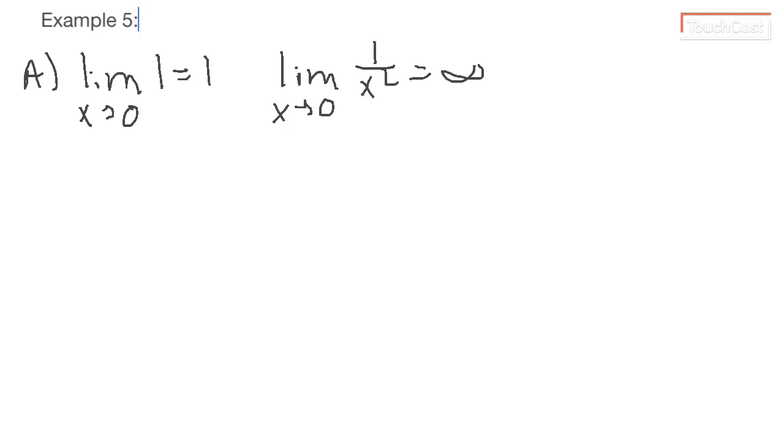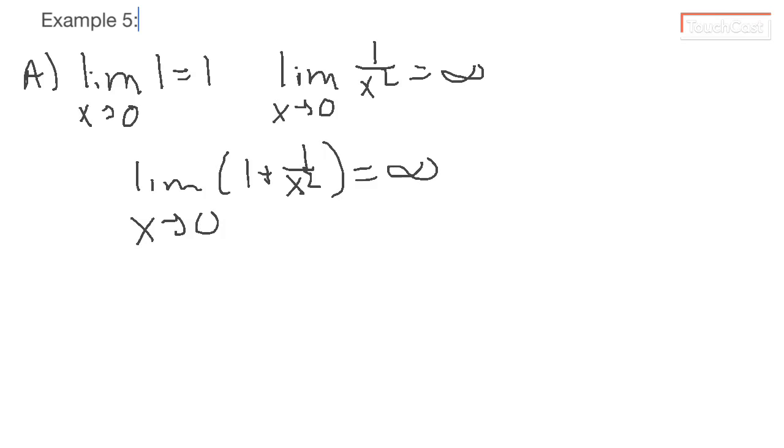What we want to know is what is the limit of 1 plus 1 over x squared as x approaches 0. Well, based off of Theorem 115, this is a sum or a difference. We're taking 1 and we're adding infinity to it. That's just going to give us infinity. Okay, let's look at another one. We'll call this one B.